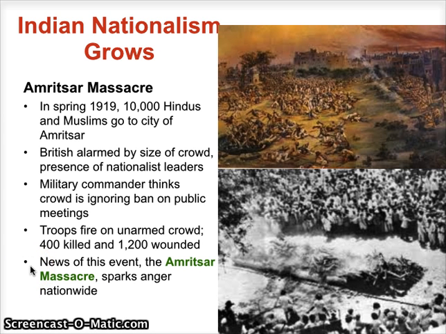And the reason why is any Indian who was loyal to the British have now become avid nationalists after this massacre has happened. So the news of this event, the Amritsar massacre, basically sparks anger throughout India. And now they're demanding independence from Britain.